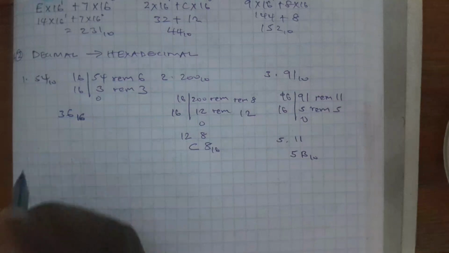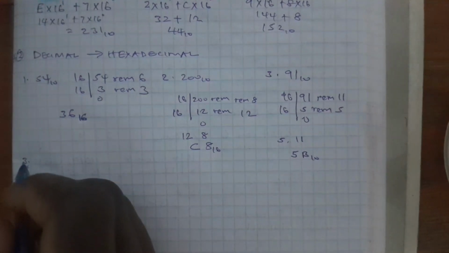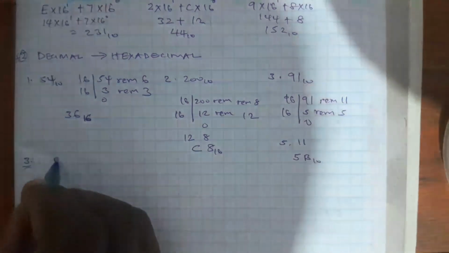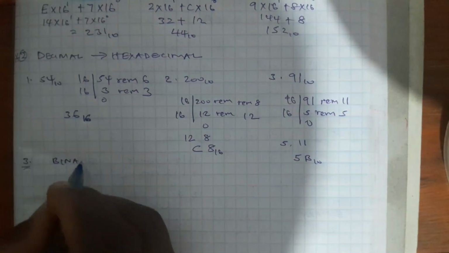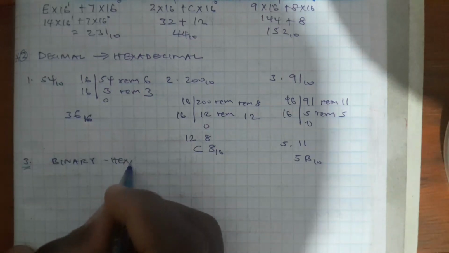Let's look at the third scenario, whereby you want to convert binary to hexadecimal.